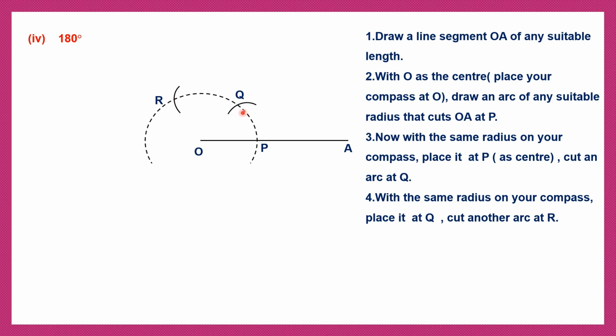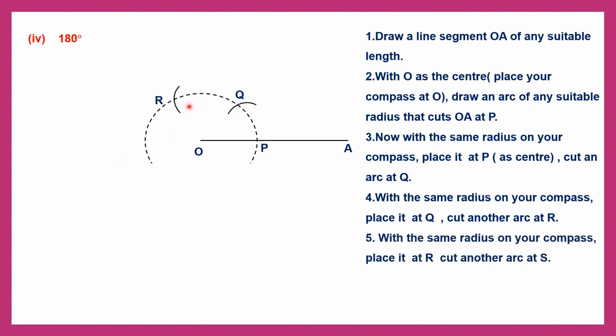So here we have 60, we have 120. Okay, and then now place it on R and cut another arc at S. So here we've cut another arc. So what did we do? We drew this line, we drew one main arc which is the basis for all, which is a standard for all constructions. Now keep it at P, draw an arc. This will be 60 degrees. Keep it there and then draw one more arc. This will be 120 degrees. Keep it there and draw one more arc. This will be 180 degrees and we've named that part S.